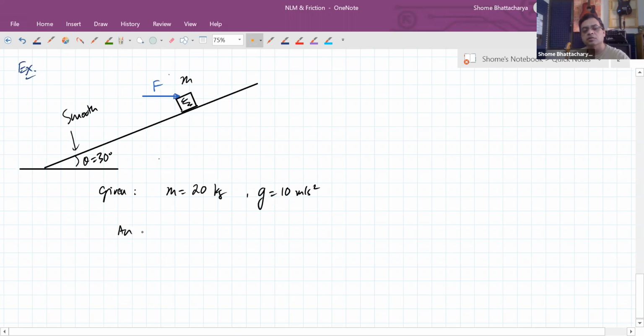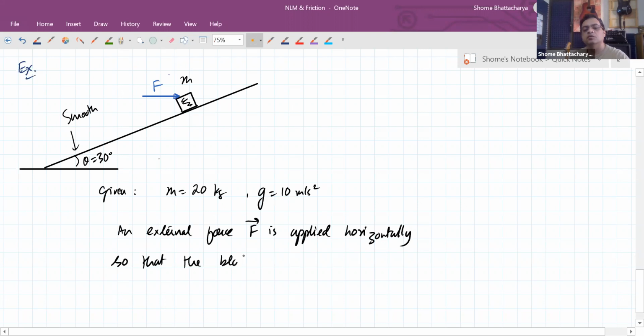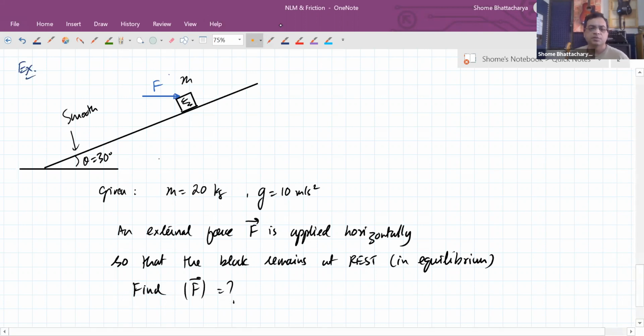Now, an external force F is applied horizontally so that the block remains at rest in equilibrium. So equilibrium means net force is zero. Okay. So we have to find the magnitude of this external force. Okay. So the method we will use to implement this to find the magnitude of the external force will again be the free body diagram method.